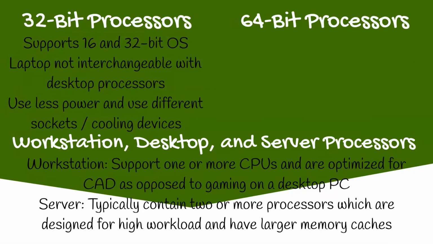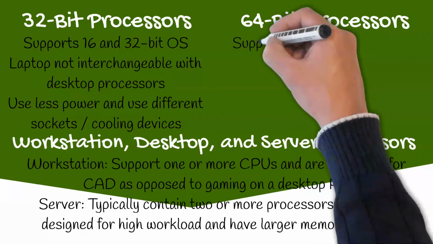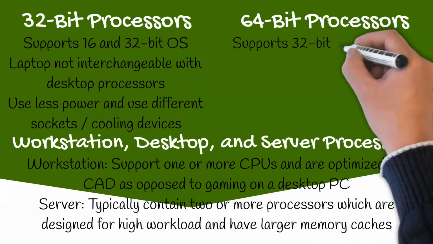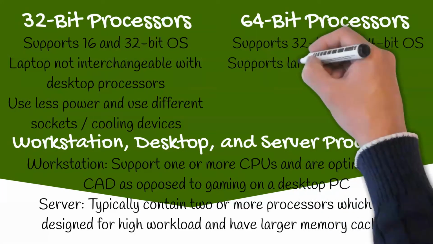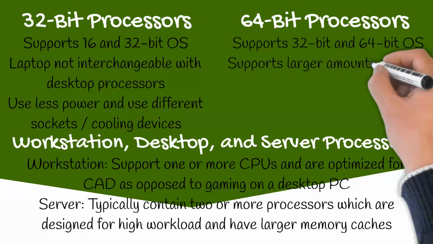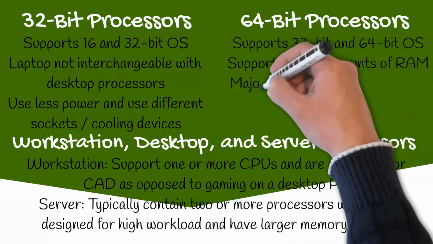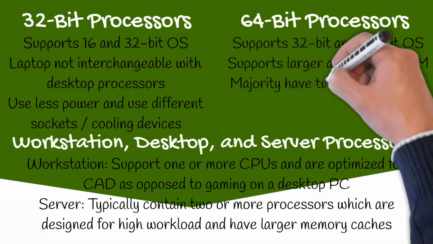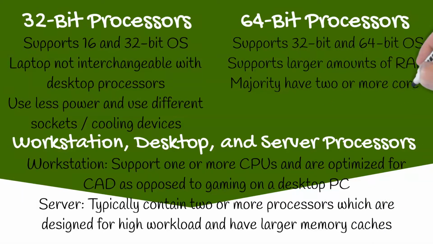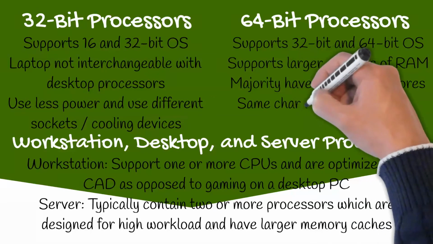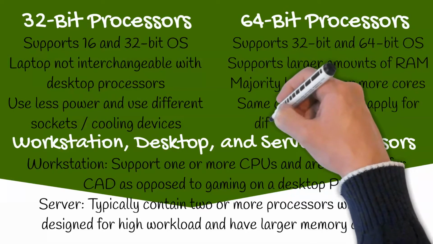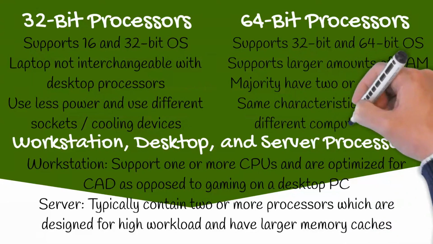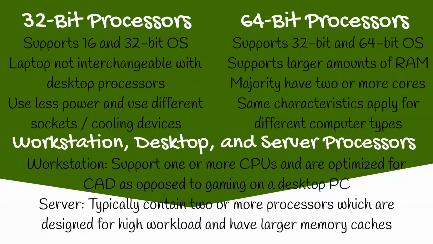64-bit processors support both 32-bit and 64-bit operating systems. A 64-bit processor supports larger amounts of RAM and can work with much larger data at a time. The majority of 64-bit processors have two or more processor cores, with each acting as a separate processor. As with the 32-bit processor, the same characteristics apply in regard to laptops, workstations, and server 64-bit processors.